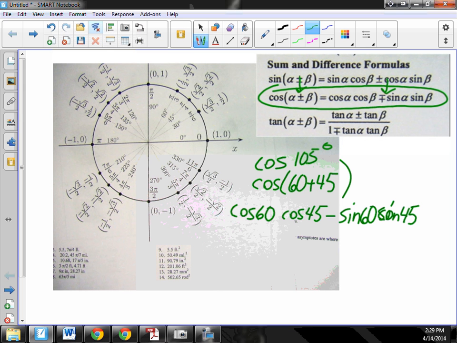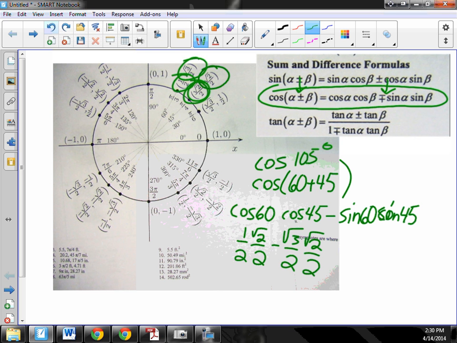Now we just read the values off the unit circle. Cosine of 60 is 1/2. So 1/2. Cosine of 45 is root 2 over 2. Minus sine of 60 is root 3 over 2. Sine of 45 is root 2 over 2. And I have root 2 minus root 6 over 4. That wasn't bad, right?